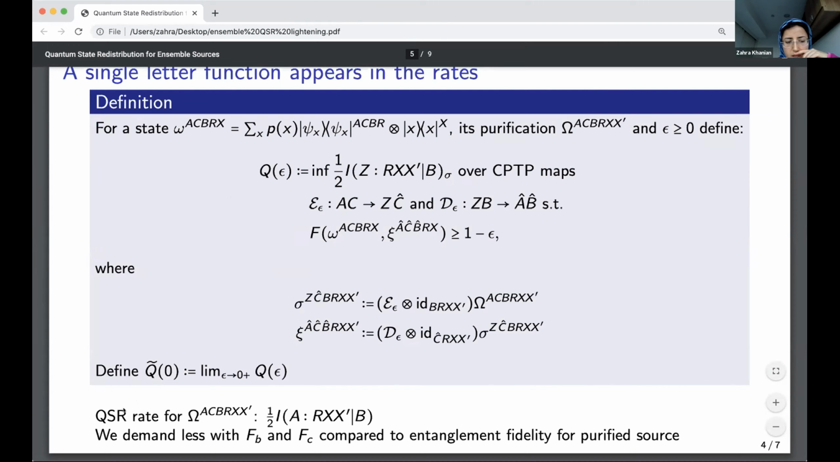So we know that for a purified state, that is conventional quantum state redistribution, the optimal rate is 1/2 of the mutual information between the compressed system and the reference system. And here we have a similar thing, but since we are expecting to get smaller rates because we want to keep the correlations with the classical quantum reference system, we take the infimum of this mutual information over all CPTP maps, which keep the fidelity for a single state source at least equal to 1 minus epsilon, because we are demanding less compared to the purified fidelity situation.